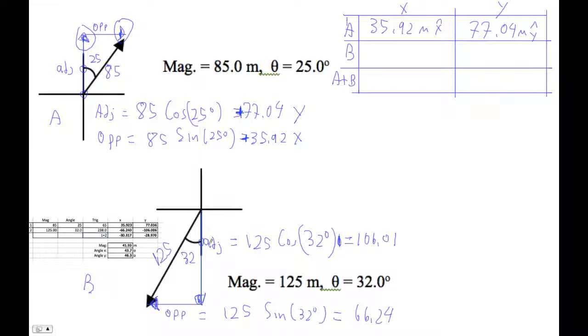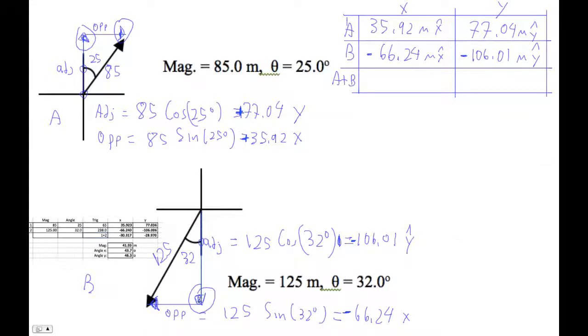Okay. Now we got to decide, right? This adjacent side, of course, goes up and down. So it's definitely the y direction. Since it goes down, it's definitely negative. This guy here, this horizontal piece, the opposite side, right? That's definitely the x direction. Since it goes to the left, it's negative. So let's put that guy in there. Negative 66.24 meters in the x direction and negative 106.01 meters in the y direction.